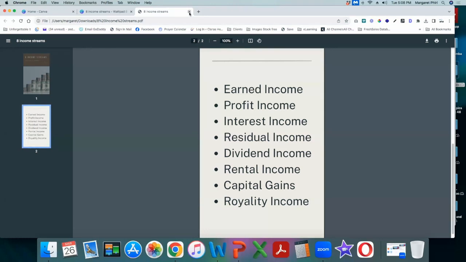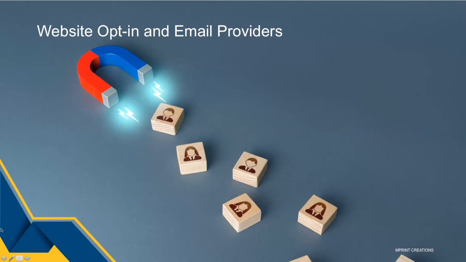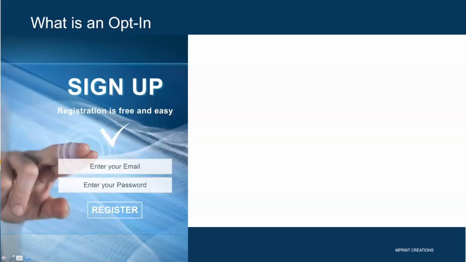And again, I would add a little bit more meat to it, unless you're making it just as a list. If it's going to be a list, I would just make it page 2. So now that we have that, let's get back into our PowerPoint training. All right, so website opt-in and email providers. We are talking about that next.